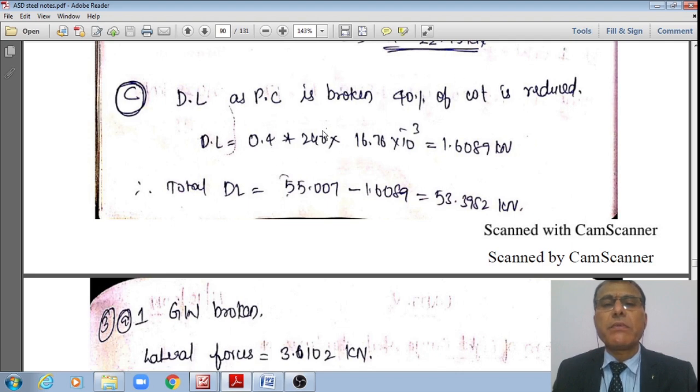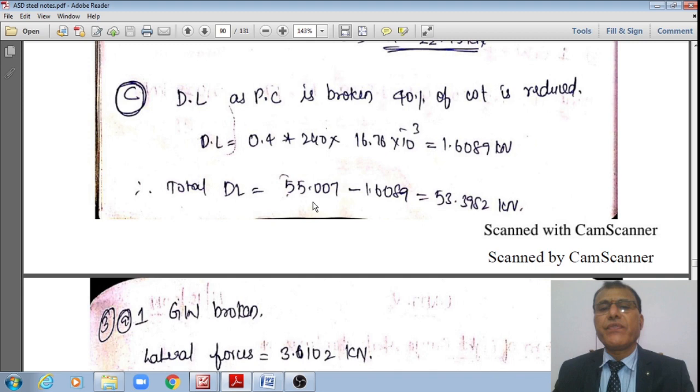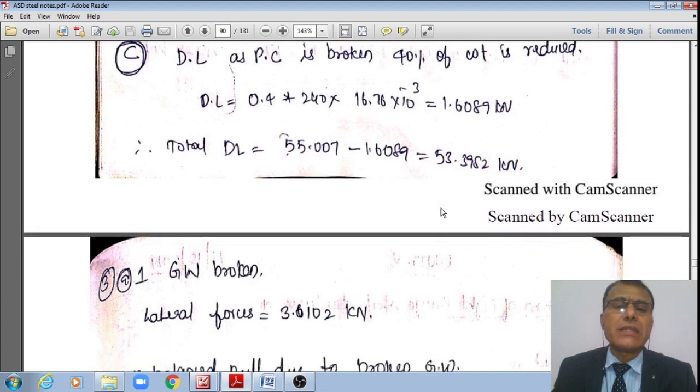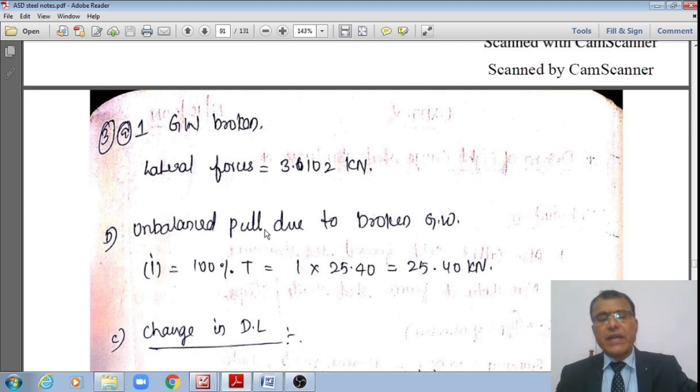Therefore, 0.4 multiplied by 240 multiplied by 16.76 times 10 to the power 3 is 1.6089. Therefore, now I will reduce that from the total dead load which you have already calculated, which was around 55.007 kilonewton. Therefore, the total dead load after deduction of this 1.6089 is around 53.3982 kilonewton, which is the dead load, right? That is how it is for the second condition.